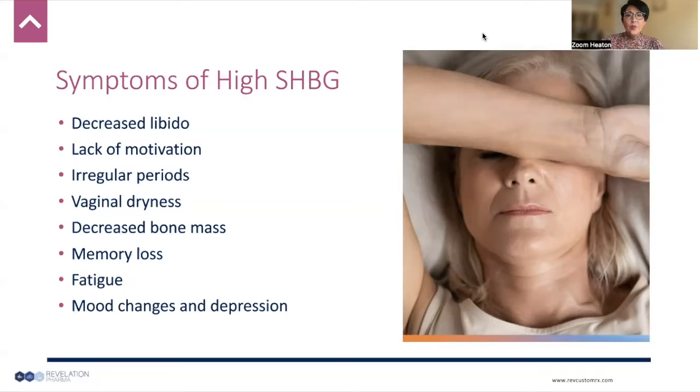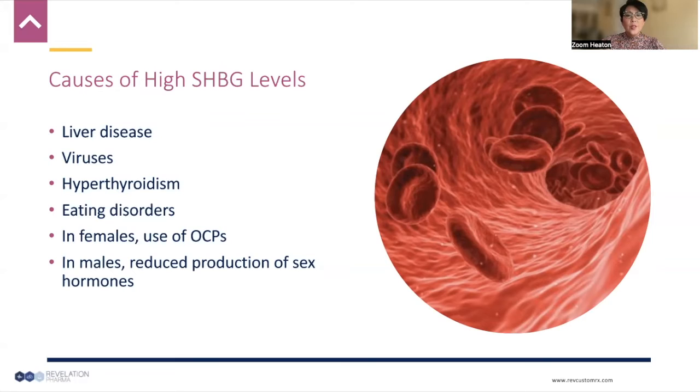Elevated levels of SHBG can result in reduced bioavailability of sex hormones like testosterone and estrogen, leading to symptoms associated with hormonal imbalance. And some of those symptoms include decreased libido, lack of motivation, irregular periods, vaginal dryness, decreased bone mass, memory loss, fatigue, mood changes, and depression. Causes of high SHBG levels include liver disease, viruses like viral hepatitis, hyperthyroidism, eating disorders, oral contraceptive use in females, and in males, reduced production of sex hormones.